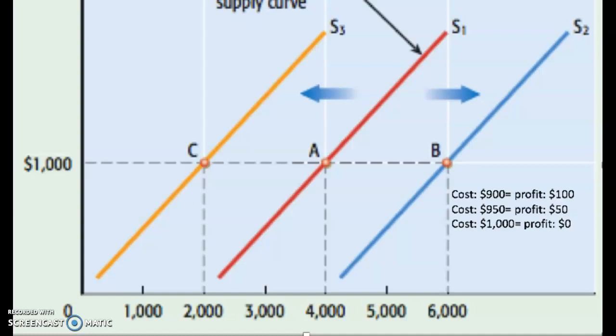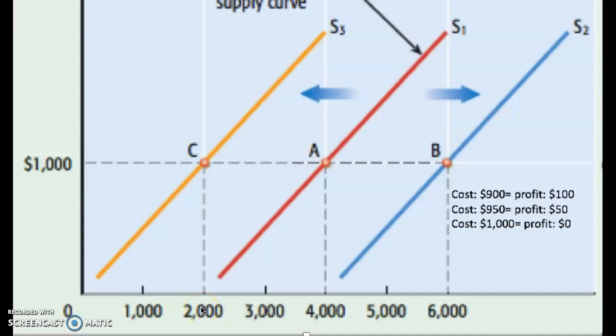So, a quick little review first. What I want you to do is notice on this particular panel that the price is constant at $1,000. So at point A, the firms are going to supply 4,000 units at $1,000. They also supply 6,000 units at $1,000. That's point B. At point C, they provide 2,000.